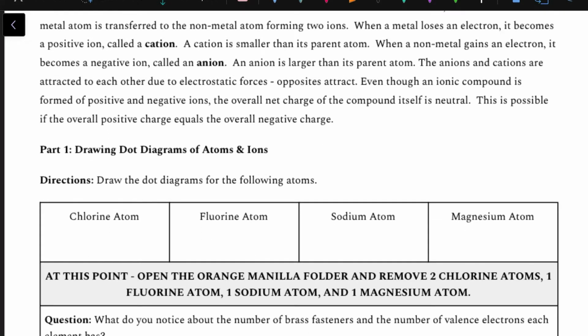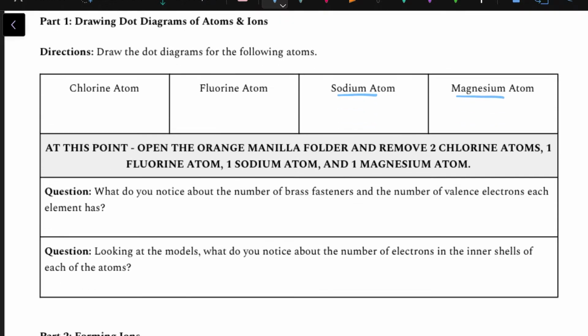Part 1 involves you drawing the actual dot diagrams for the atoms. We'll be working with chlorine, fluorine, sodium, and magnesium, so draw the dot diagrams of those atoms. At your lab station, you will see two folders, a larger orange one and a small green one. Open up the orange one and take out two chlorine atoms, one fluorine, one sodium, and one magnesium. These are the ones you're going to be working with in today's lab. Everything else just leave in the folder.